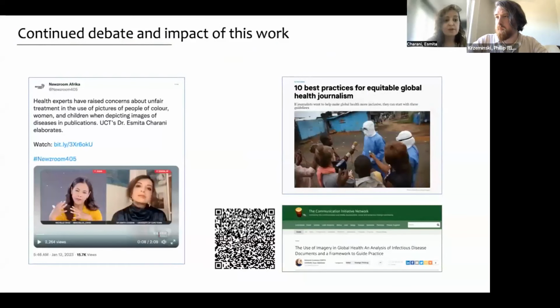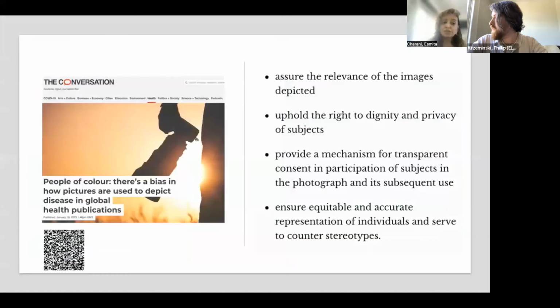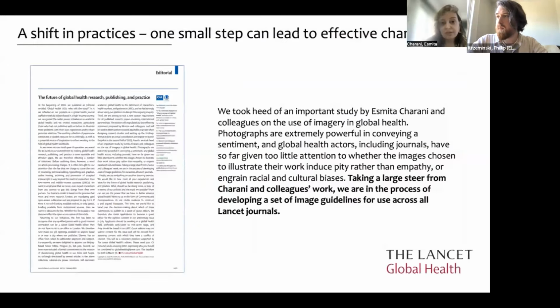We are so encouraged by the publicity and attention this work has received. We have presented this work in news media in South Africa. We have written about this in different channels, in articles facing the general public. And we continue this conversation, particularly to ensure that we develop a mechanism for transparency around the use of imagery in global health towards a more equitable and accurate representation of individuals that serve to counter stereotypes.